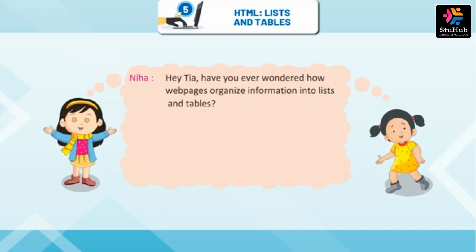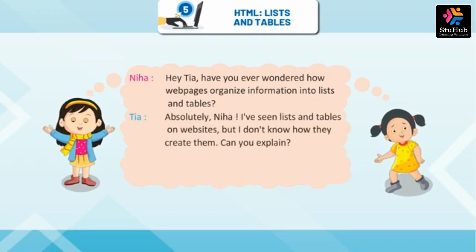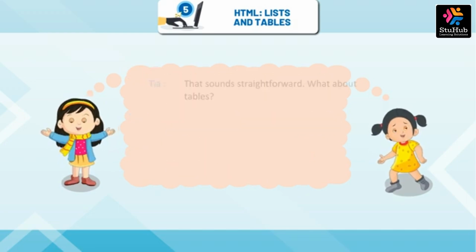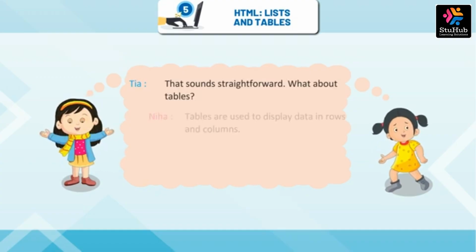Neha: Hey Tia, have you ever wondered how web pages organize information into lists and tables? Tia: Absolutely, Neha. I have seen lists and tables on websites, but I don't know how they create them. Can you explain? Neha: Sure, Tia. In HTML, lists are used to organize items sequentially. Tia: That sounds straightforward. What about tables? Neha: Tables are used to display data in rows and columns.